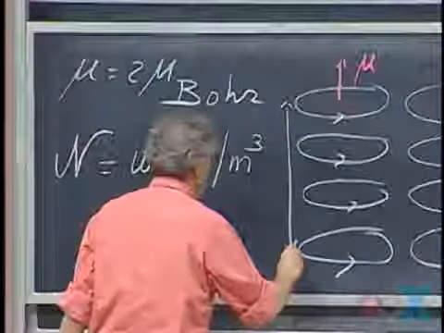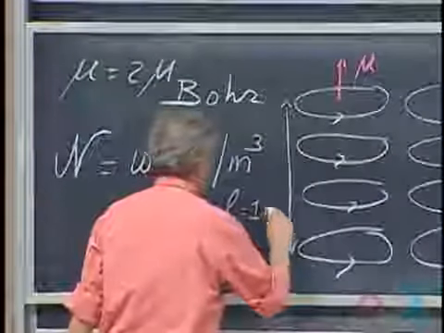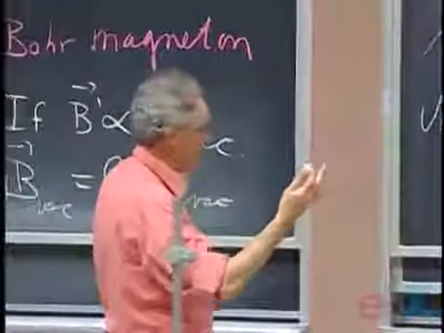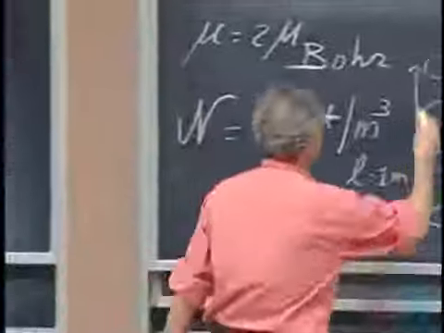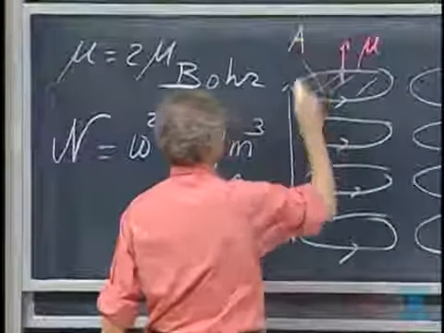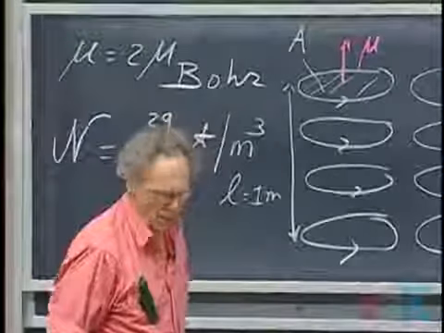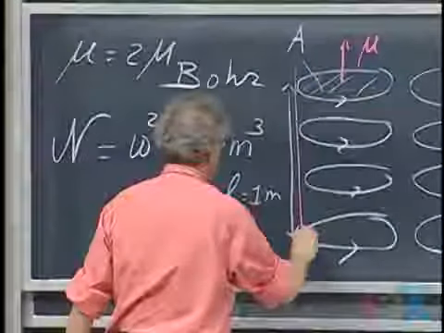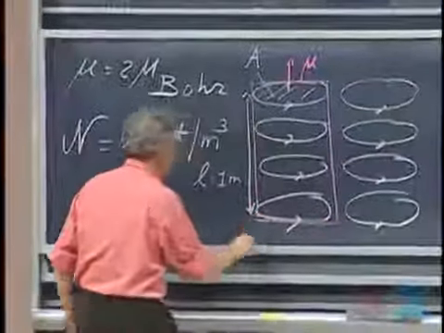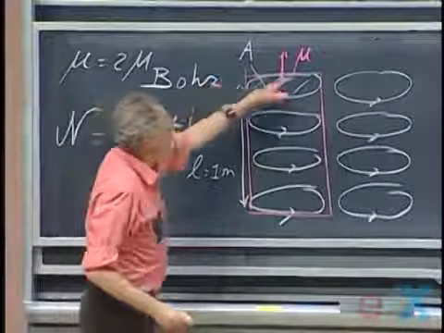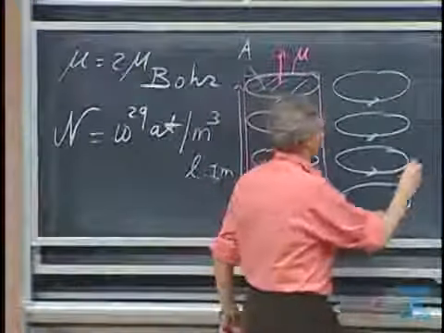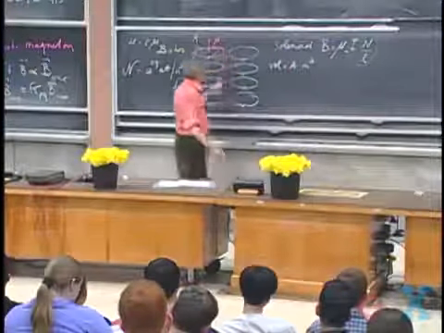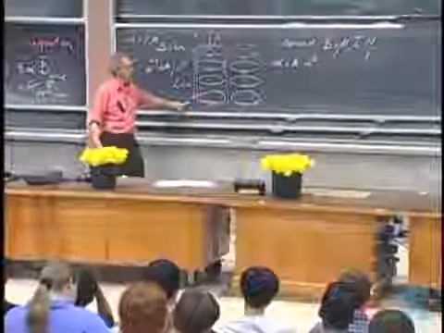I take here a length of 1 meter. So this is a solenoid, and I pick only 1 meter. Could have taken 3 or 5 meters, makes no difference. I take 1 meter. And each one of these loops here has an area A. So we would agree, I hope, that the volume of this solenoid, which has a length of 1 meter, is A square meters times 1. And so the volume is A cubic meters.